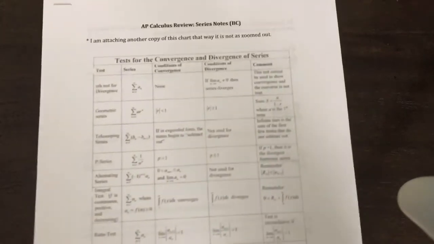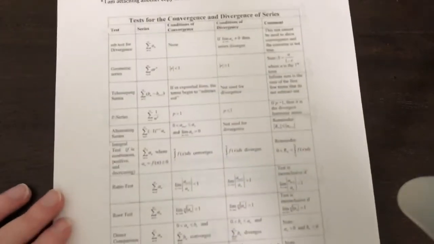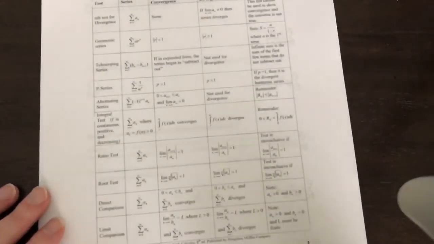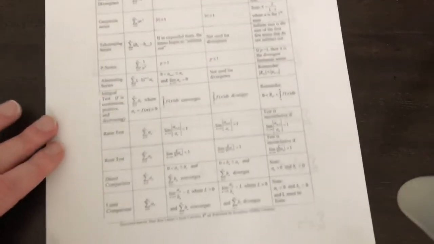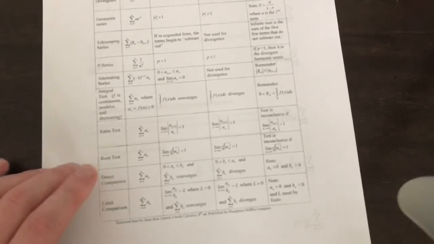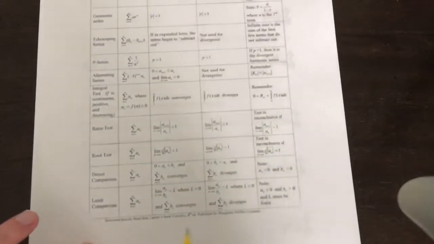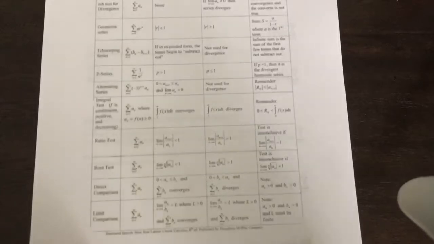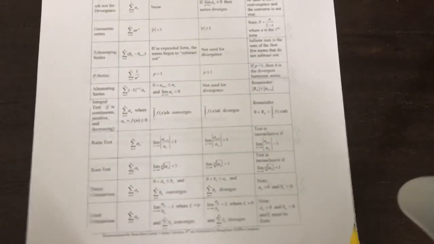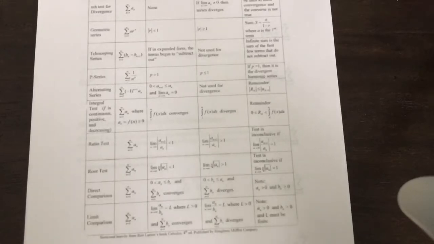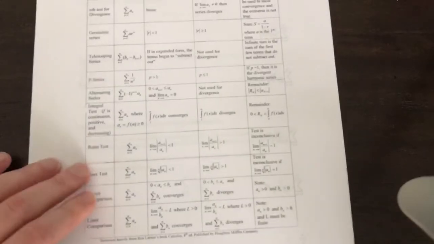So what I've done is I've attached a chart of all your tests that we use for series. You got your test for divergence, geometric series, p-series, alternating series, integral test, ratio test, root test, limit comparison, and direct comparison, all that good stuff, and all the criteria for it. So you need to make sure you know how to use this chart. I will also attach a chart that isn't blurry. I just had to size it down so it could fit on a piece of paper, but it's readable.